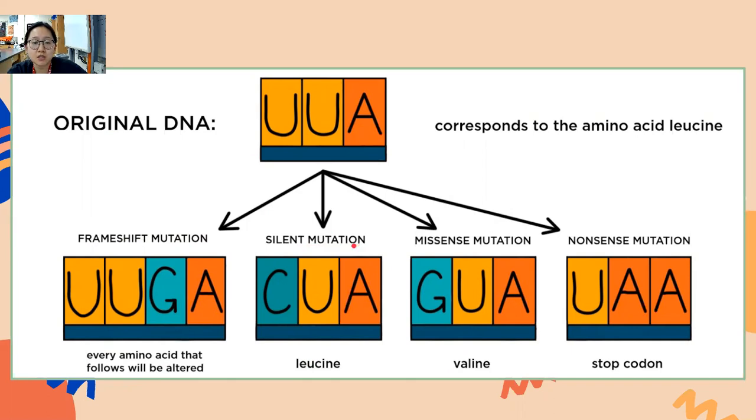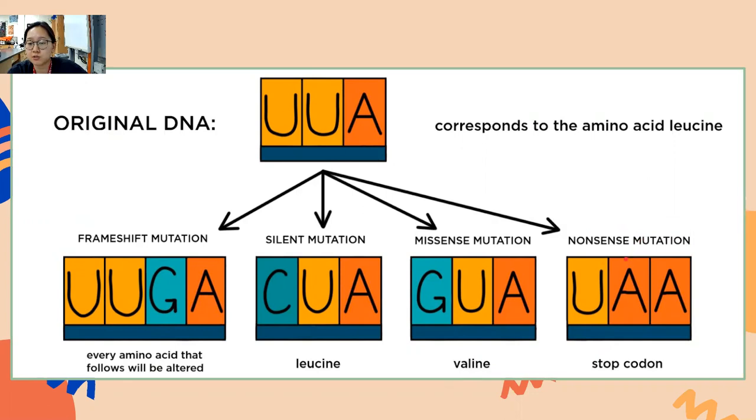You can have a silent mutation where you change one of them, like for example, you change the first U to a C in the mRNA, but CUA also produces leucine, so no biggie. You can also have a missense mutation, which swaps one of the bases for something that causes it to be the wrong amino acid. Still an amino acid, it's just the wrong one.